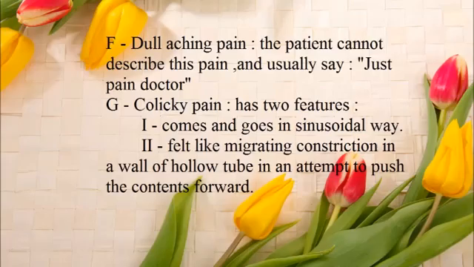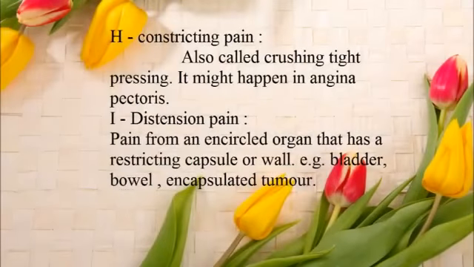Now, the colicky pain. It has two features. The first one is that it comes and goes in a sinusoidal way. And the second thing, it's felt like migrating constriction in the wall of a hollow tube in an attempt to push the contents forward. It's more common when the gastrointestinal tract is involved. A constricting pain, also called crushing, tight, pressing pain, might happen in angina.